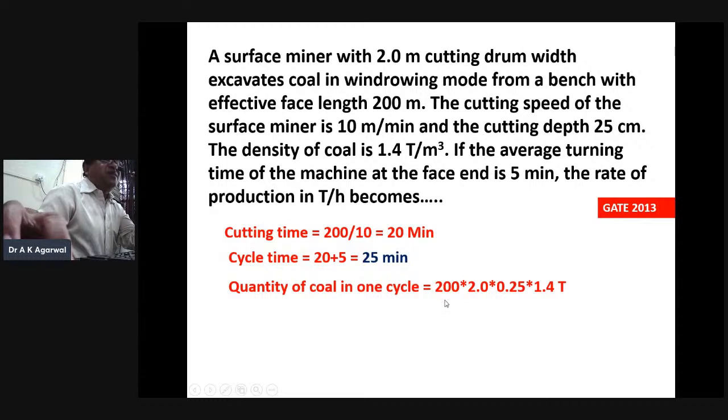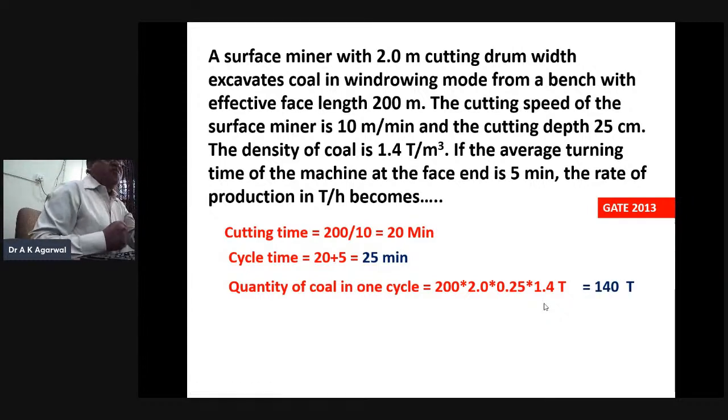200 meter is the face length. Width is 2 meter and depth is 0.25 meter and density is 1.4 ton. So this much ton will be produced in one cycle: 140 ton. So production per cycle is 140 ton and cycle time is 25 minutes. In 25 minutes, this much coal will be produced.